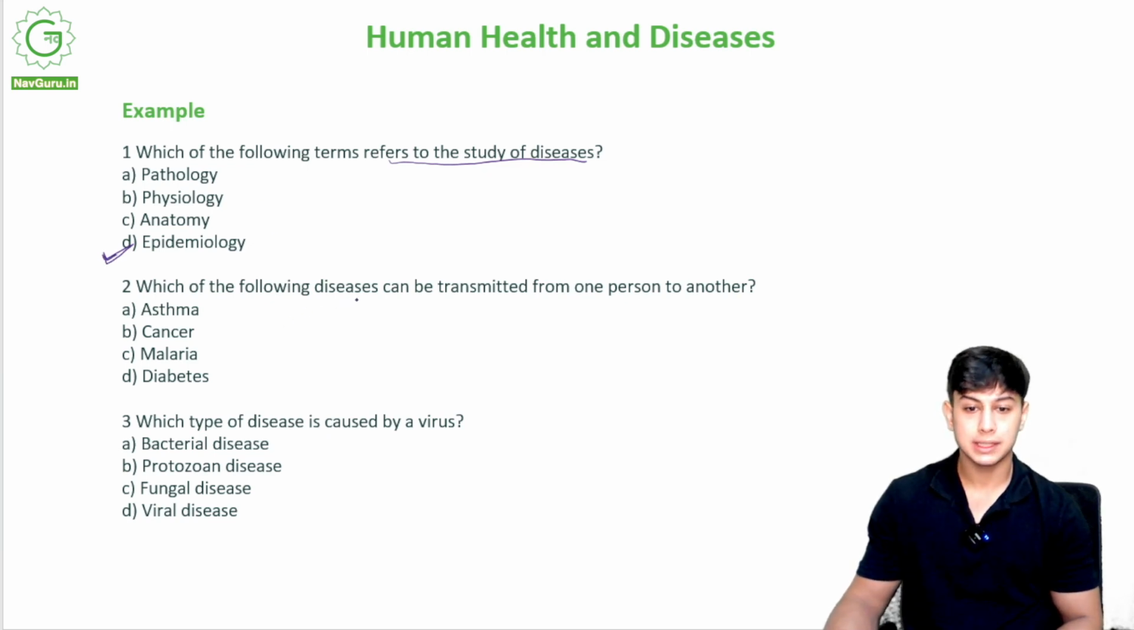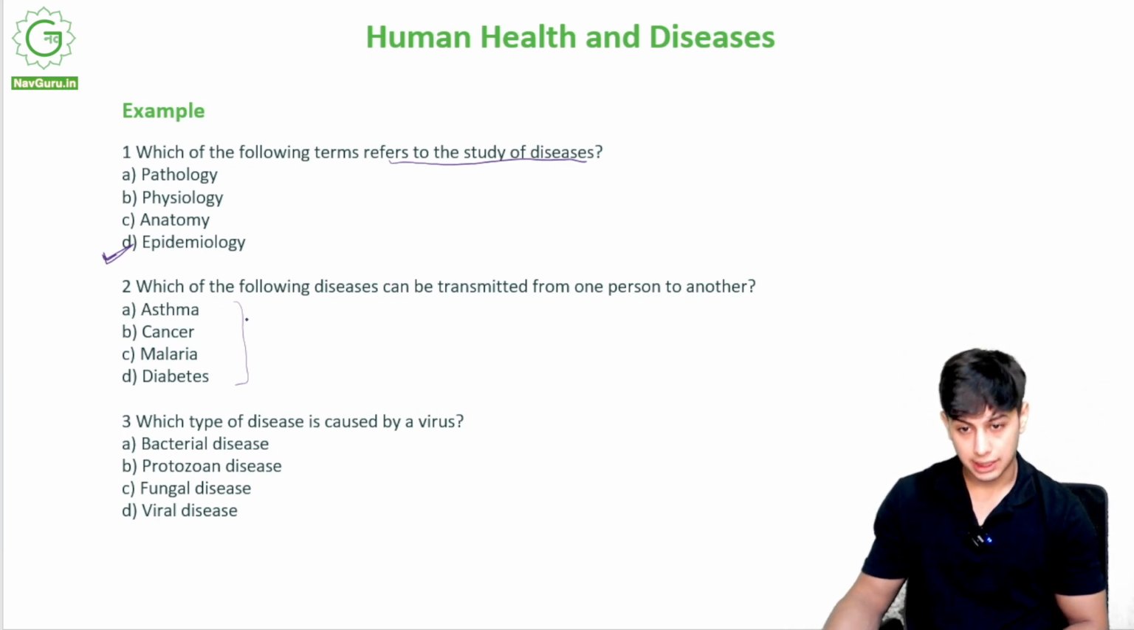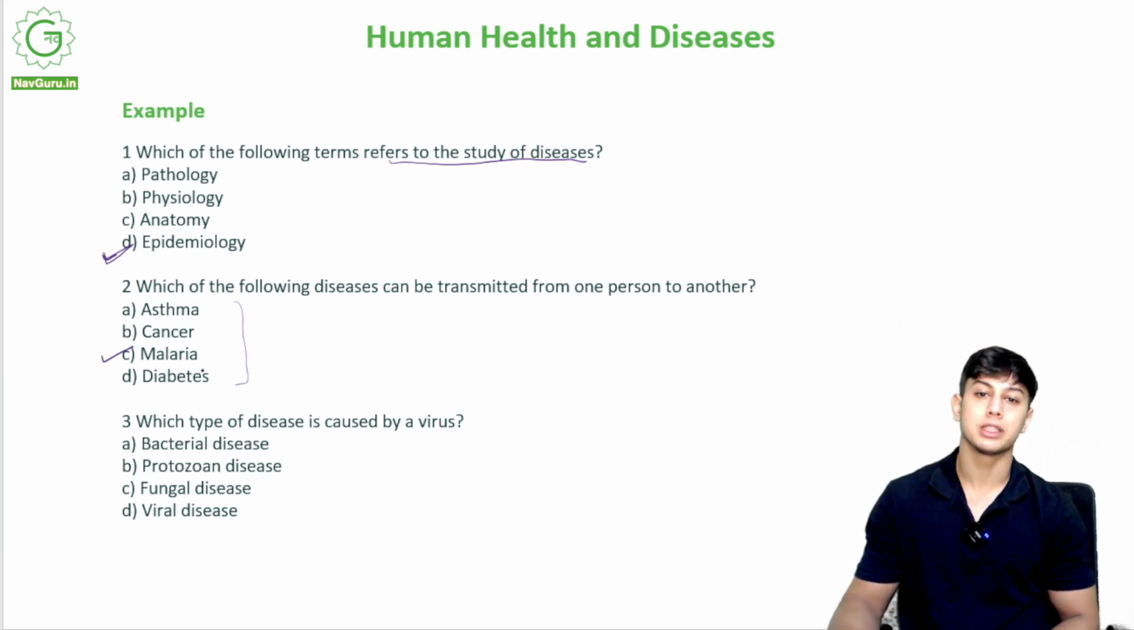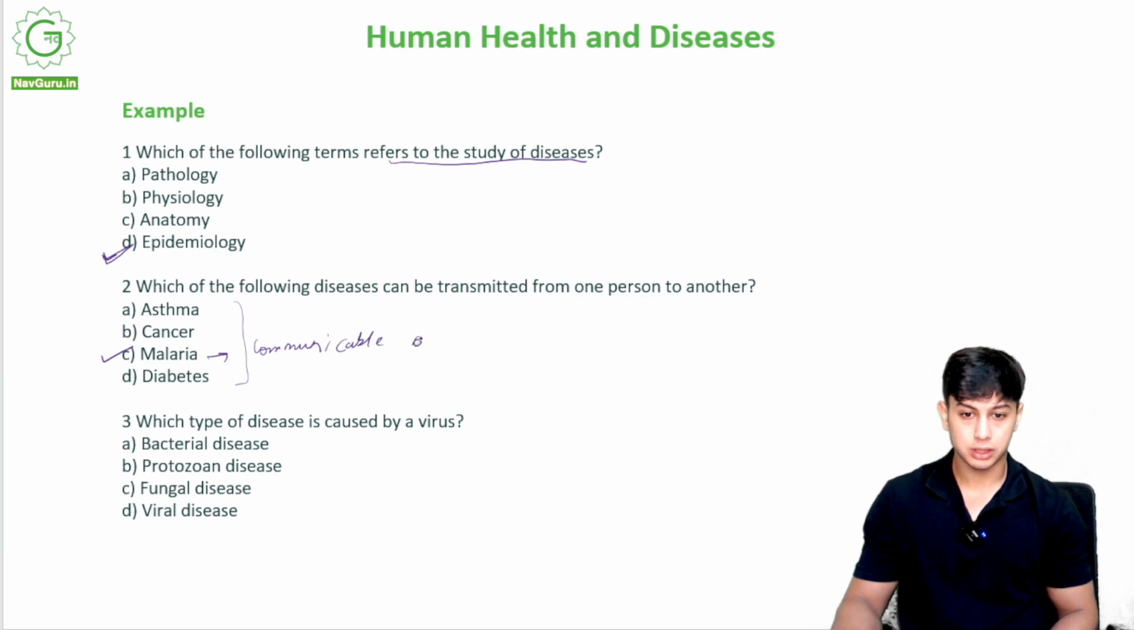Which of the following diseases can be transmitted from one person to another? So what they're asking is, out of all these, which can be transmitted from one person to another? So the diseases which can be transported from one person to another is a communicable disease. So out of these, which is a communicable disease? Is it asthma? Is it cancer? Is it malaria? Or is it diabetes? So the correct option over here is, yes, option C. Malaria. All right, malaria can be transmitted from one person to another. It is a communicable disease.